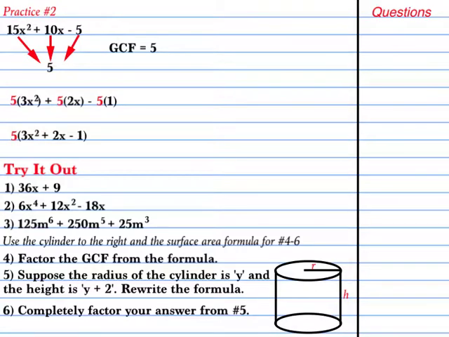So here's some practice problems I'd like you to try out. 1 through 3, find the greatest common factor and factor it out. And then use GCF to solve the problem with the cylinder here. Remember, you can find the surface area formula for a cylinder in your yellow chart in your binder. Go ahead and pause now, try this out. Answers are on the next slide.